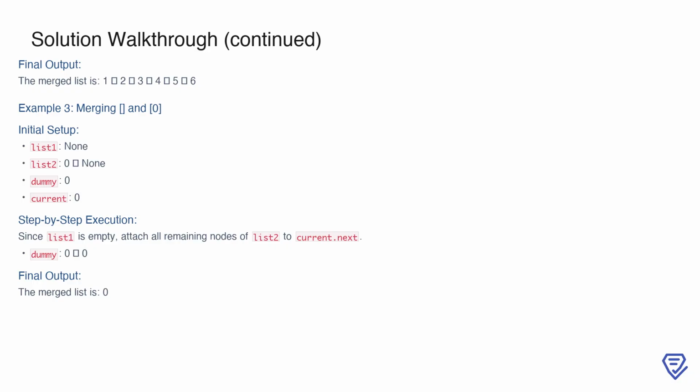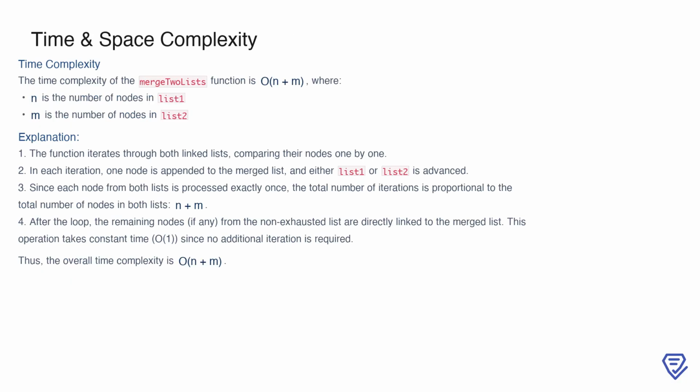The time complexity of the merge two lists function is O(n + m), where n represents the number of nodes in list 1 and m represents the number of nodes in list 2. This is because the function iterates through both linked lists, comparing their nodes one by one. During each iteration, a single node is appended to the merged list, and either list 1 or list 2 is advanced. Since each node from both lists is processed exactly once, the total number of iterations is proportional to the combined number of nodes, which is n plus m.